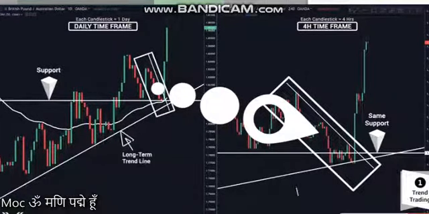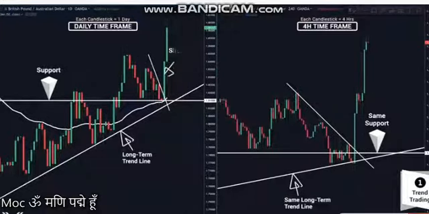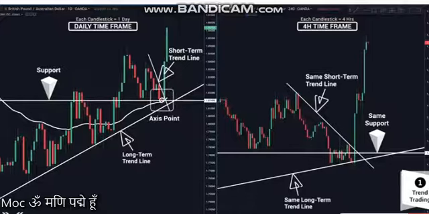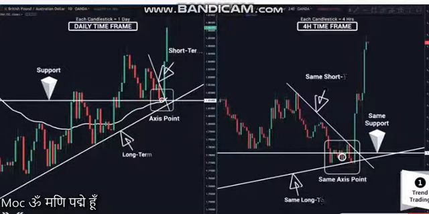Here's the daily trend line. Here's the same trend line. Here's the short-term trend line. Here's the same short-term trend line. Here's the access point. Here's the same access point.